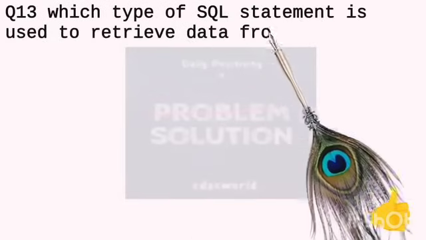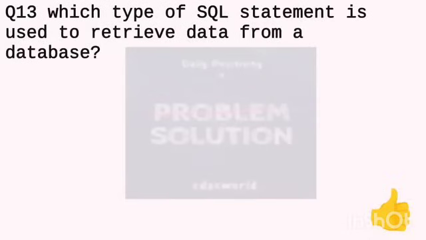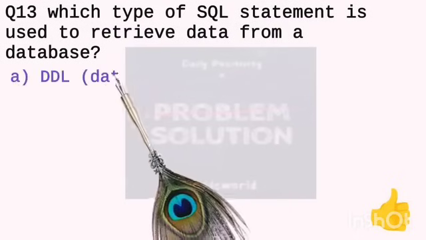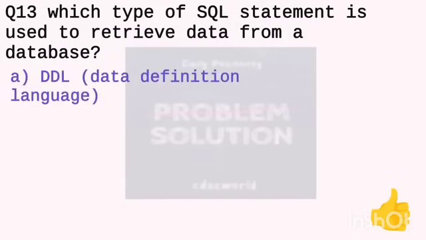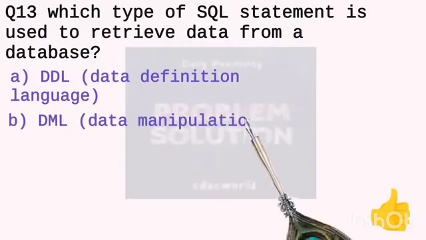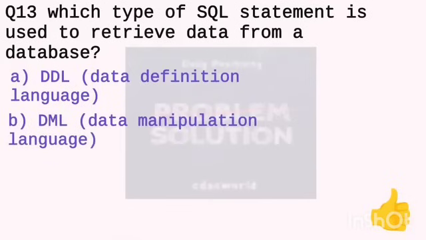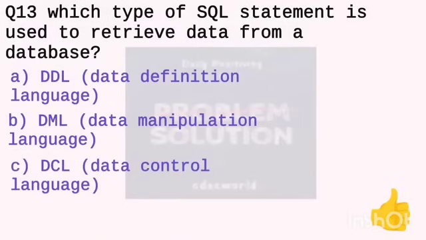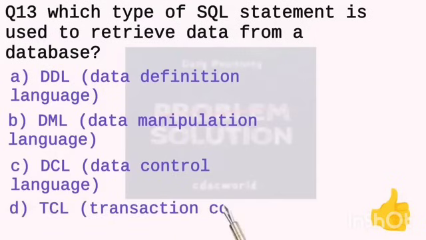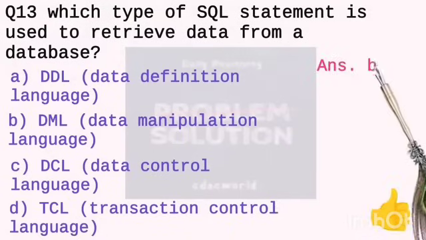Query number 13. Which type of SQL statement is used to retrieve data from a database? Option A, DDL. Option B, DML. Option C, DCL. And option D, TCL. And the answer is B, DML.